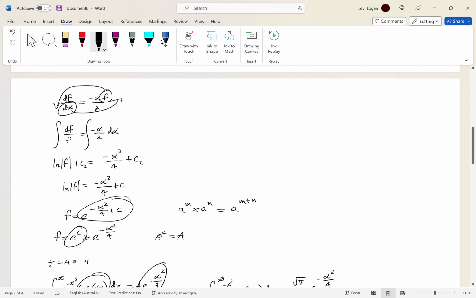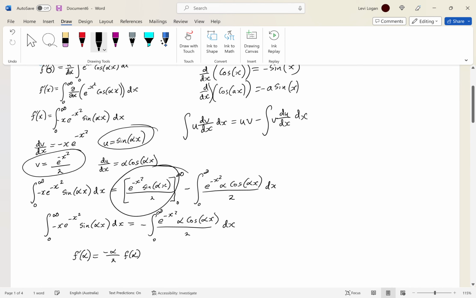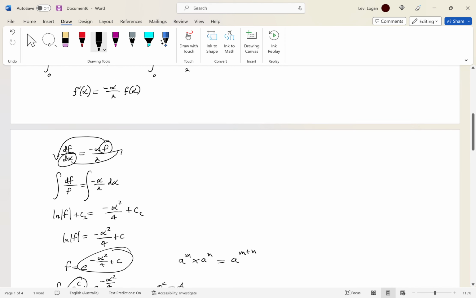Now this was a tricky integral to do. But if you learn how to do this one, it will make your mathematics so much better, because you're using Feynman's technique of integration. You're also using integration by parts, evaluating limits, and doing separation of variables via differential equations. So this is a really good one to learn.